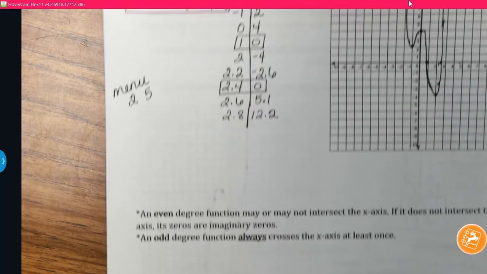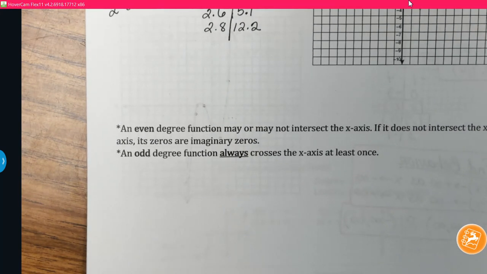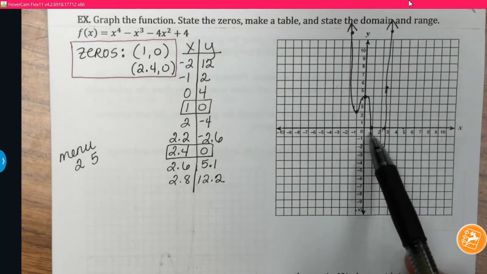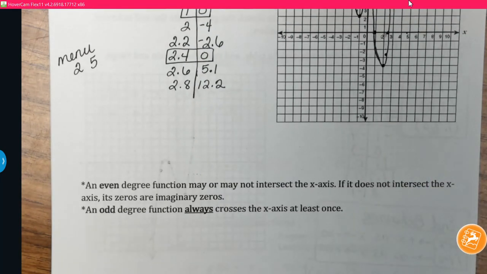Okay? Now, just a note that an even degree function may or may not intersect the x-axis, just like we just had. Okay, that was an even function that only had 2 x-intercepts. So that means if it doesn't intersect the x-axis, its zeros are imaginary zeros. An odd degree, though, will always cross the x-axis at least once. Okay, so at least one time you will get that.